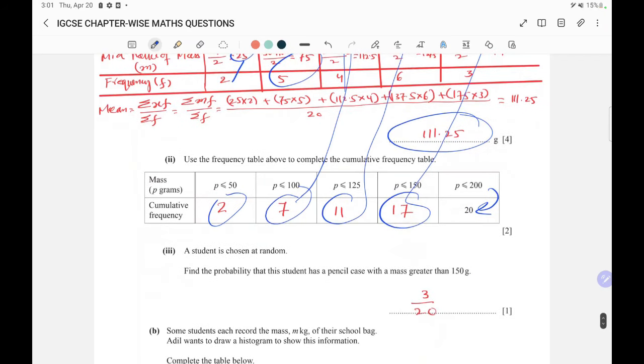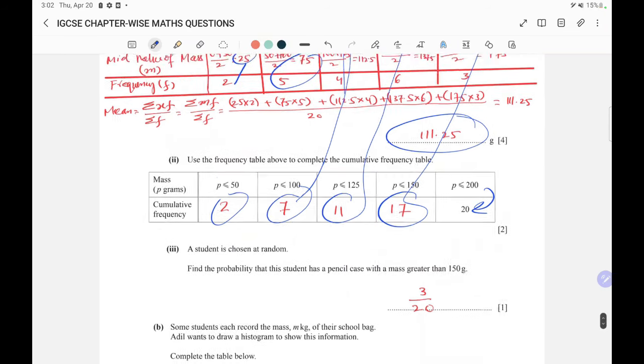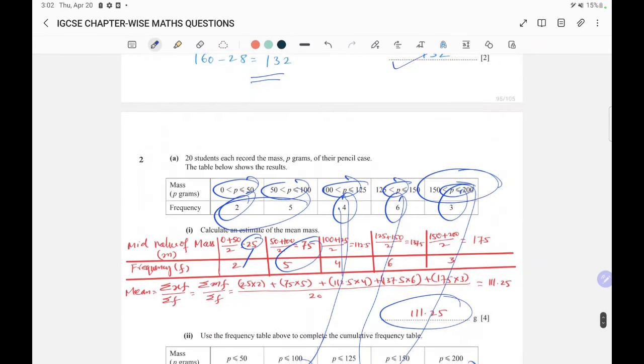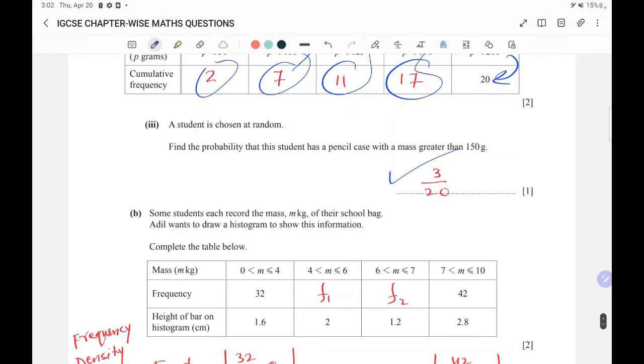Okay, we got that. Now, a student is chosen at random. Find the probability that this student has a pencil case with a mass greater than 150. Greater than 150, yeah, 3. So 3 over how much? 20. That's very simple.